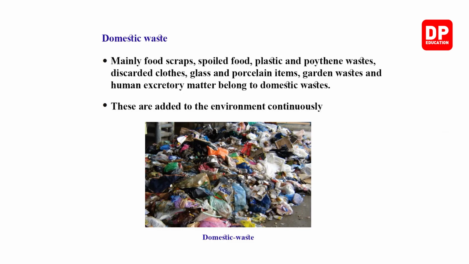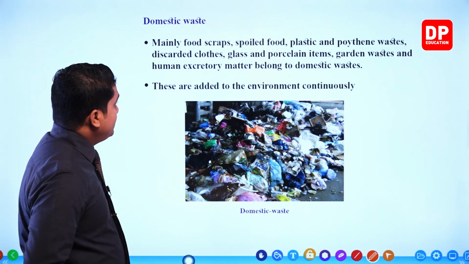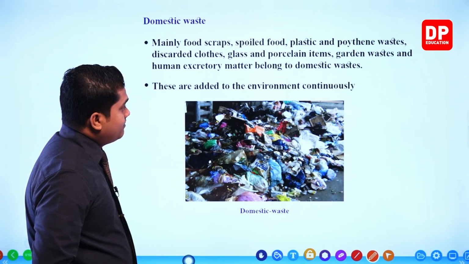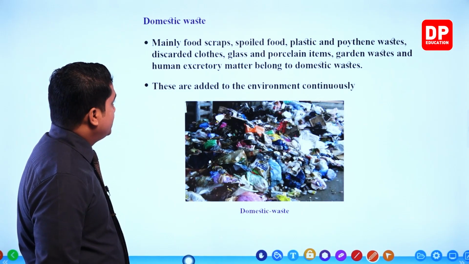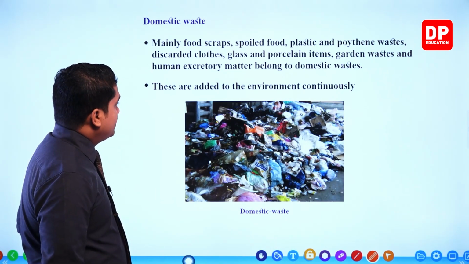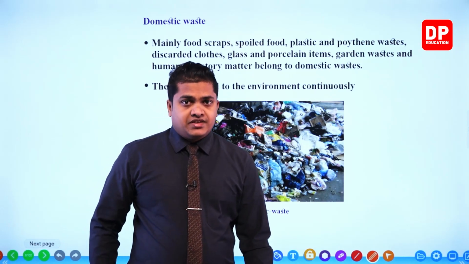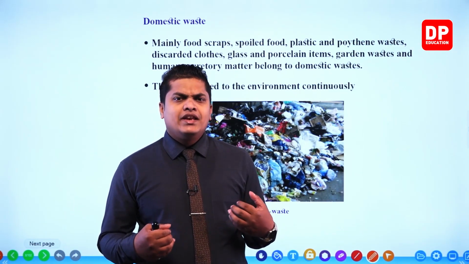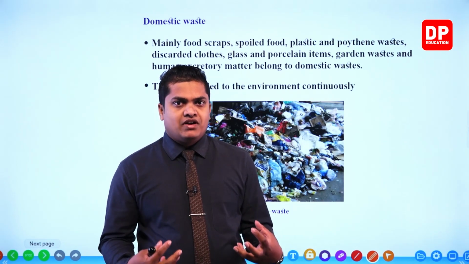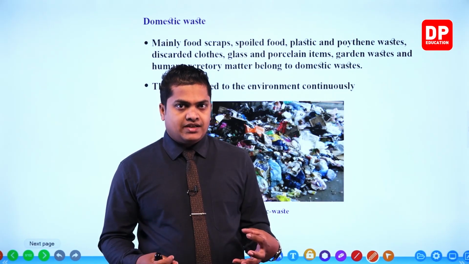Now we are going to discuss another type of pollutant. The next type of pollutant given is domestic waste. Mainly food scraps, spoiled food, plastic and polythene waste, discarded clothes, glass and porcelain items, garden waste and human excretory matter belong to domestic waste. So my dear children, domestic waste means that our houses also release different kinds of waste materials.